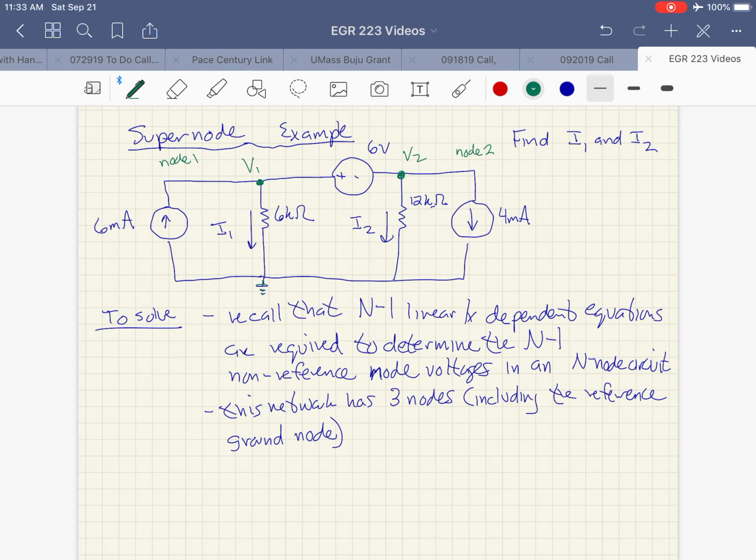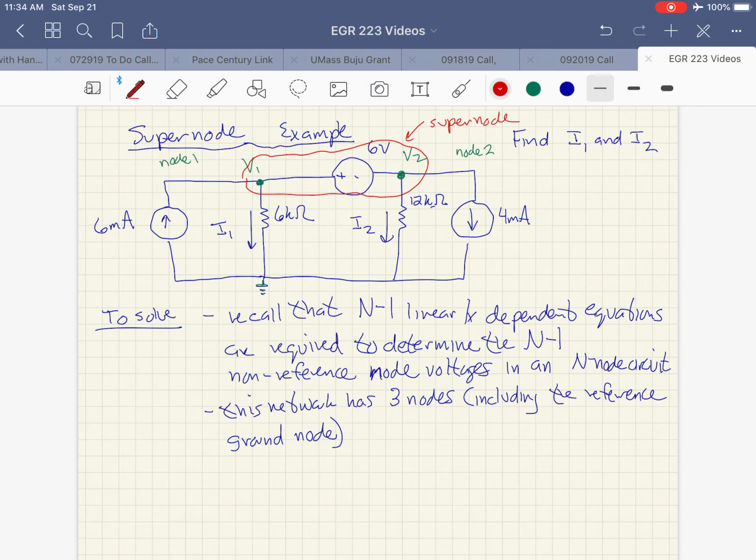Before we do that, I'm going to draw a blob. I've drawn it in red here. This is one of these things we're calling blobs. That's a supernode. And we can use the supernode in our analysis to find V1 and V2.